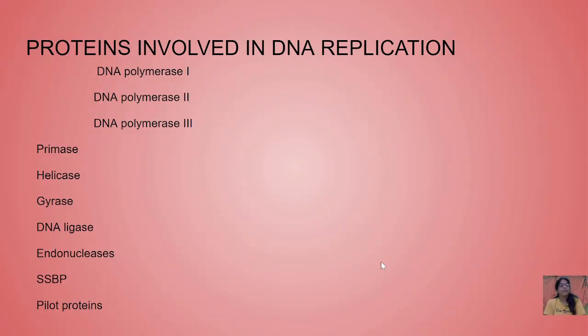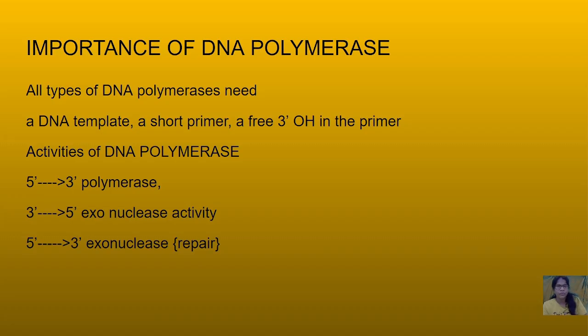Okay, so what are the proteins that are involved in DNA replication? I already told you the importance of all these things, and apart from these, the main players are DNA polymerase 1, DNA polymerase 2, and DNA polymerase 3. So why is DNA polymerase important? DNA polymerase not only does the polymerization activity in the 5 prime to 3 prime direction, it also has an exonuclease activity, which we can discuss in the repair mechanism. I will tell you about the DNA repair mechanism in detail in the next class.